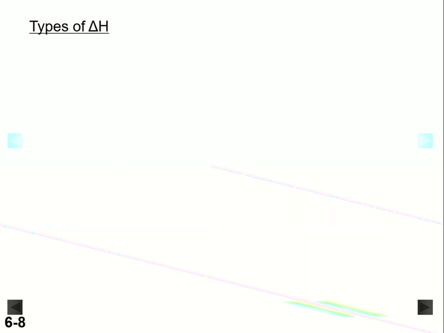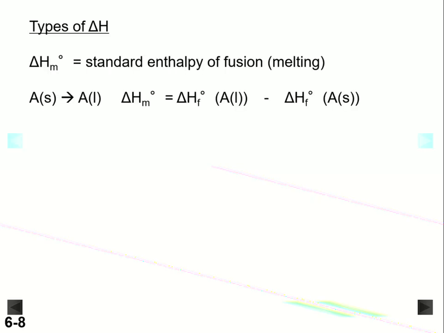There are a variety of types of delta H which are related to the delta H sub F zeros, the standard enthalpies of formation. And we'll look at just a few of them, the ones that we'll use for this course. Delta H sub M superscript 0 is the standard enthalpy of fusion. That is, fusion is melting. So if I take a substance as a solid and convert it to a liquid, that's typically going to require positive delta H for that transformation. Delta H sub M will be delta H formation of A as a liquid minus delta H formation of A as a solid.